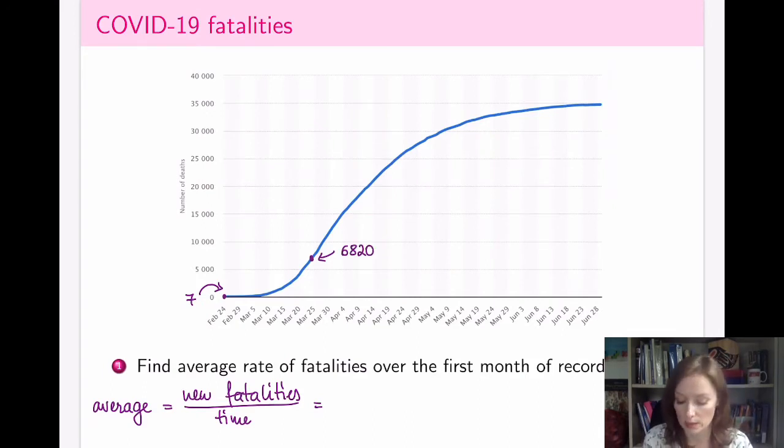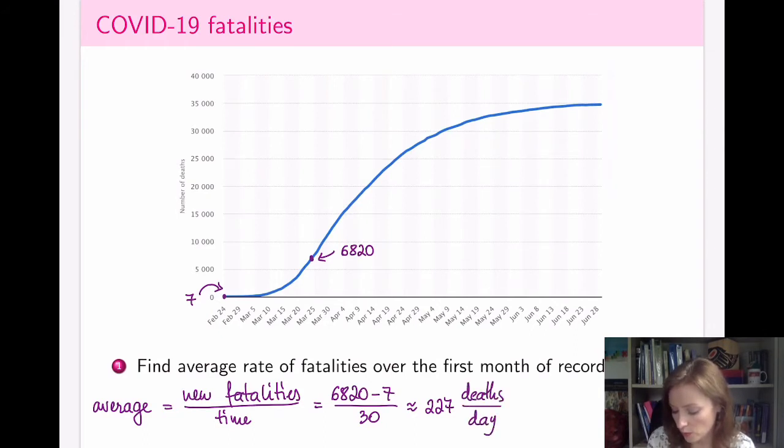6,820 fatalities. Okay, so overall, over that period of time, the number of new fatalities is going to be 6,820 minus 7, divided by the number of days, which is 30. And if I compute it as a decimal, I'm going to have approximately 227 deaths per day.